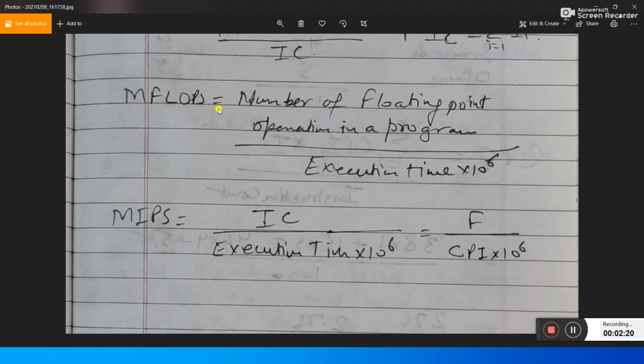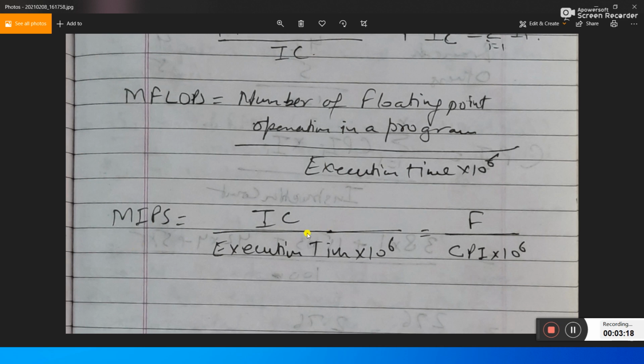Next is MFLOPS. It is the number of floating point operations in a program divided by execution time into 10 raised to the power 6. For example, in an exam you may be asked to calculate MFLOPS, where the number of instructions in a program is 1 million and half of them are non-floating point instructions. Then you need to find the MFLOPS for the remaining half of the instructions. We divide by 10 raised to the power 6 because it is million.